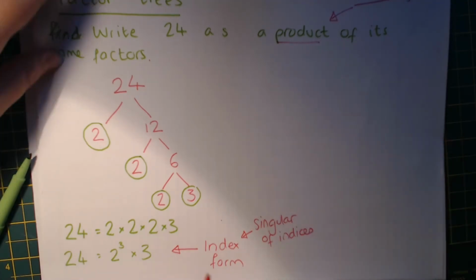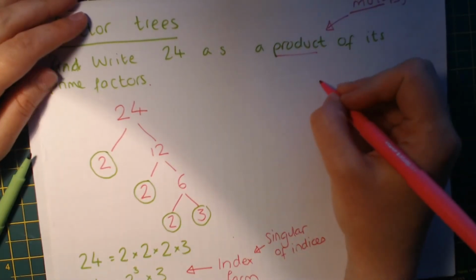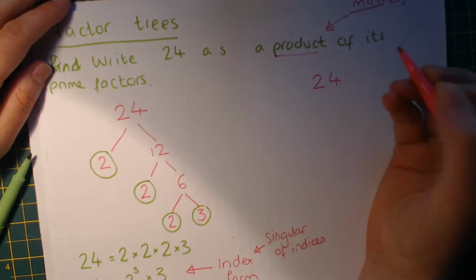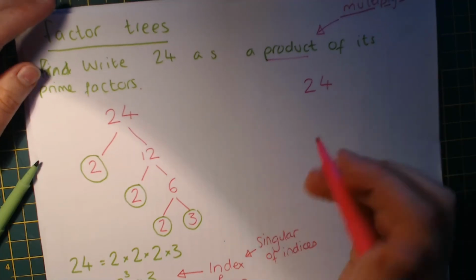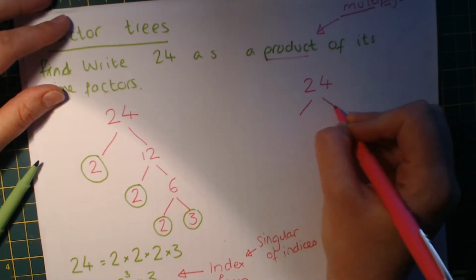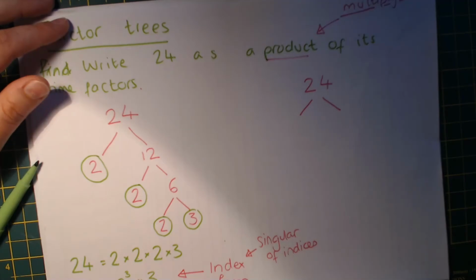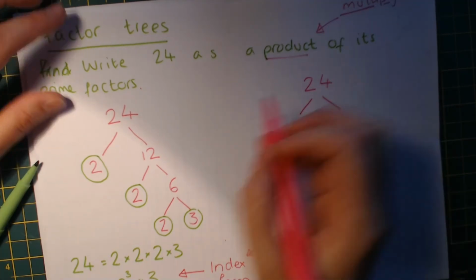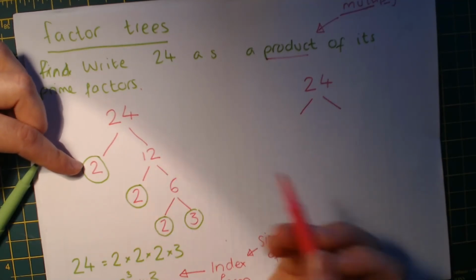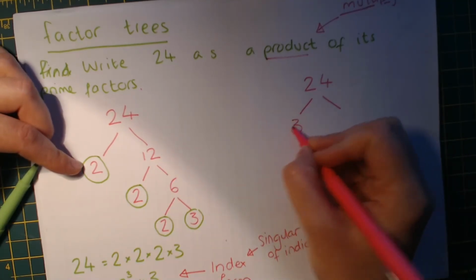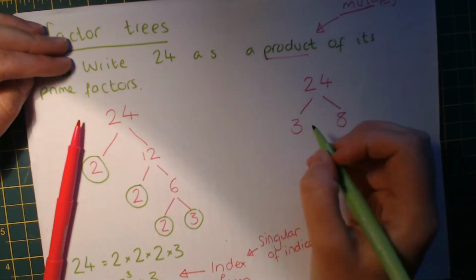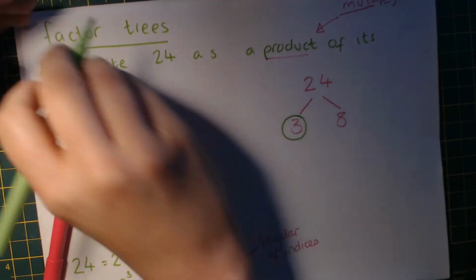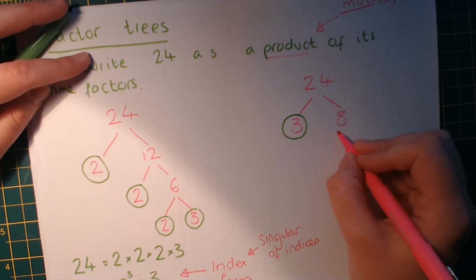Now, I'm going to do one more for 24 over here, because sometimes people think, how do I know I've picked the right factors? The nice thing about this is that it doesn't matter. There are no correct factors. As long as they are factor pairs, it will work. So instead of 2 and 12, let's go for 3 and 8. 3 multiplied by 8 is 24. That's a factor pair. 3 is prime, so I can stop that one there. 8 will branch off now.